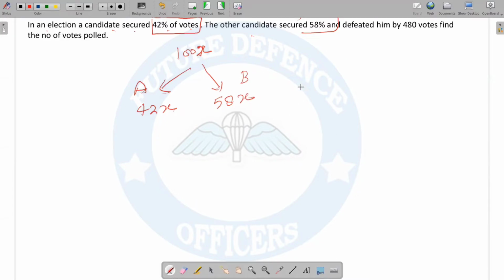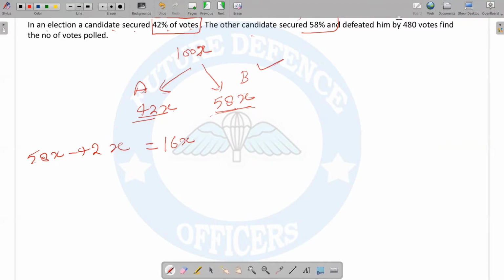Now, who is going to win? B is going to win because he has got more votes. What do we have to find? By how many votes he has won. Here the votes are 58x, here 42x. If we take the difference, 58x minus 42x, the difference is 16x.